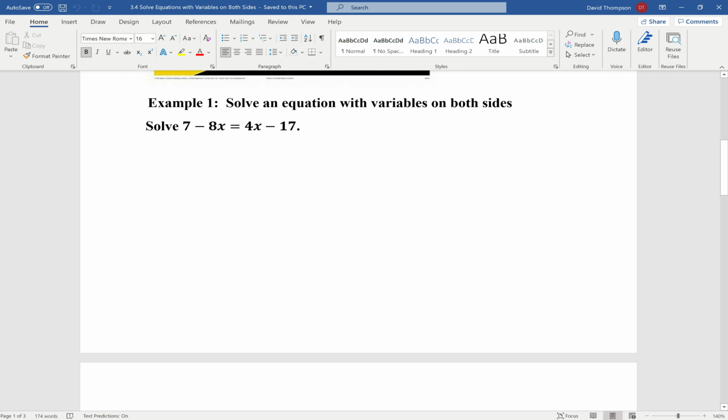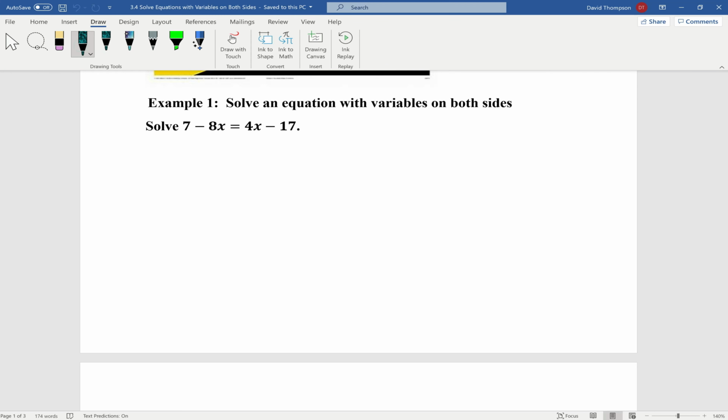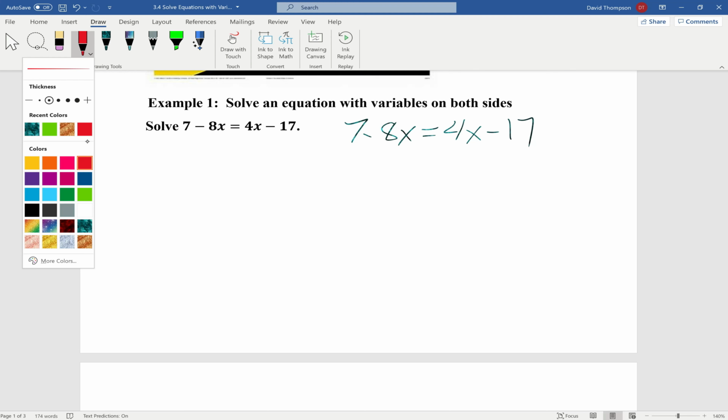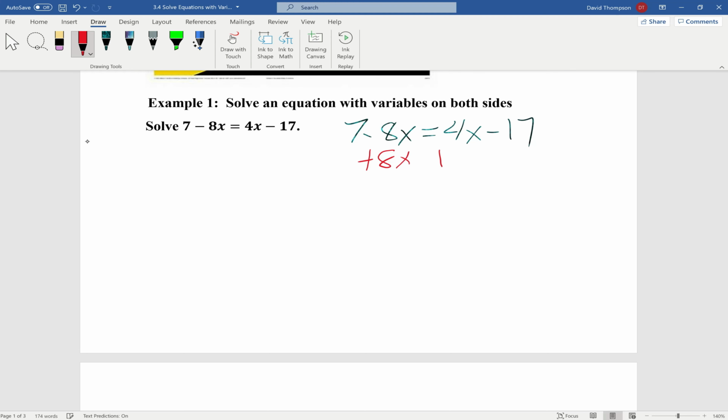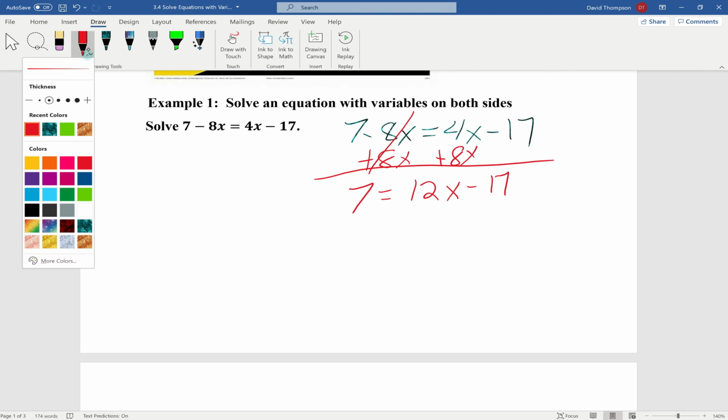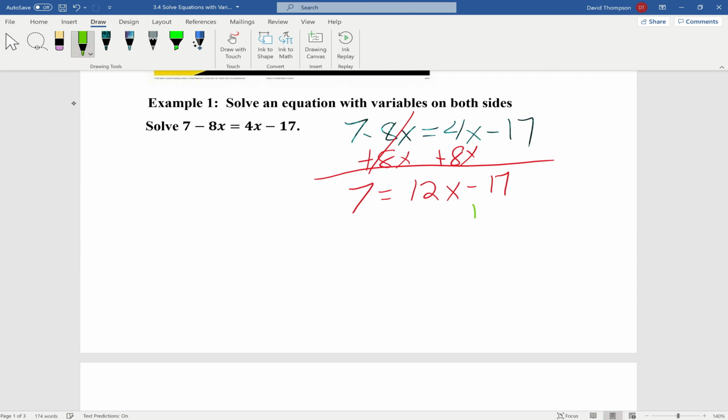Example 1. Solve an equation with variables on both sides. Let's first rewrite it. So we have 7 minus 8x equals 4x minus 17. Our first goal is to get our x's on one side, so let's start with adding 8x. This 8x is going to cancel, and we're left with 7 equals 12x minus 17. Next, we're going to collect our numbers on the other side, so plus 17, plus 17.